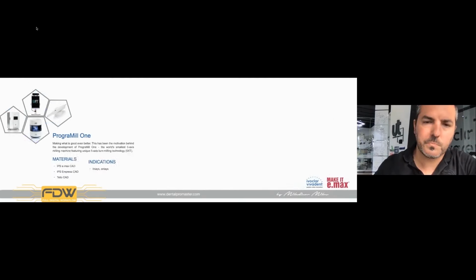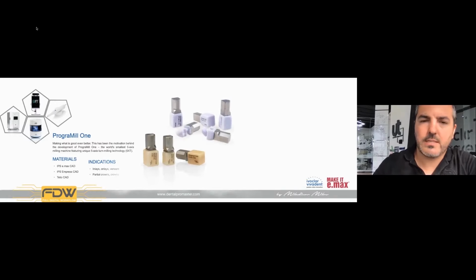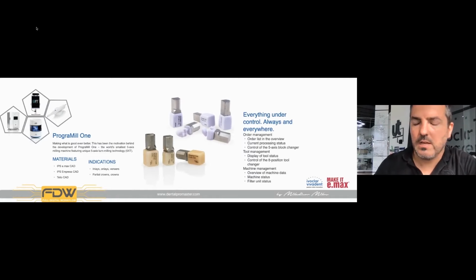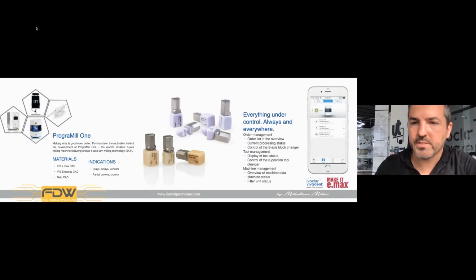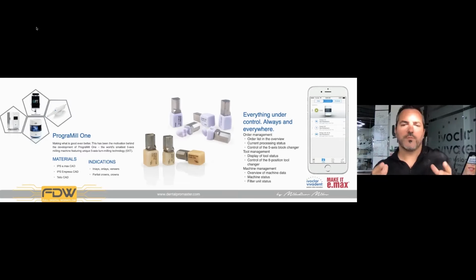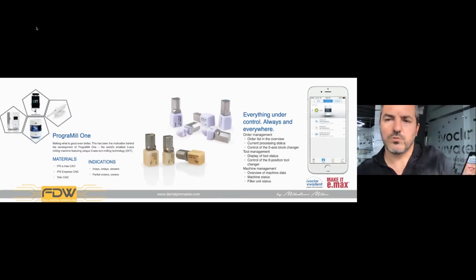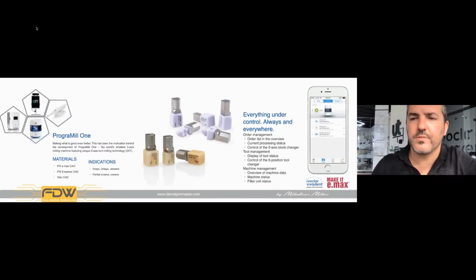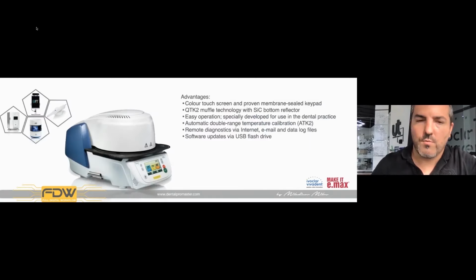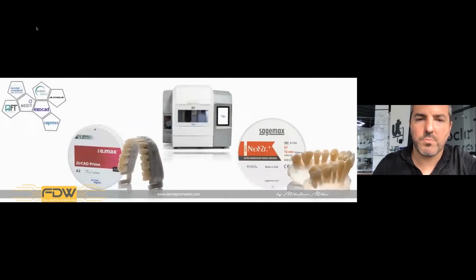Also, what I like about the PrograMill PM1 is that it's very accurate, and it can mill my favorite materials like Emax or Empress CAD, and very soon, hopefully, the Empress Multi, which is not available yet. And it's very easy to control directly from the tablet or from your phone. You have to download the software from the App Store, and then you can connect it directly with the milling machine. Of course, for the glaze, you can have different options.